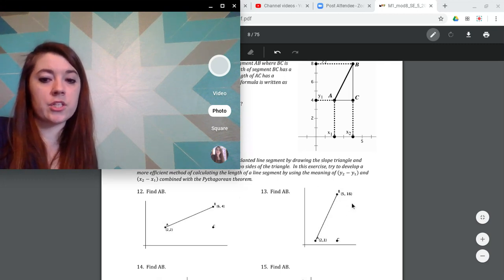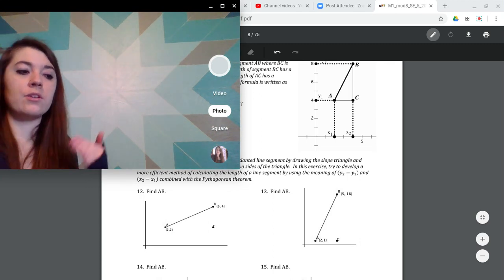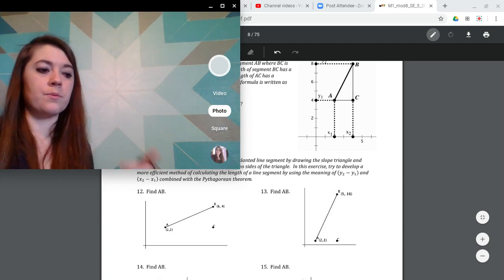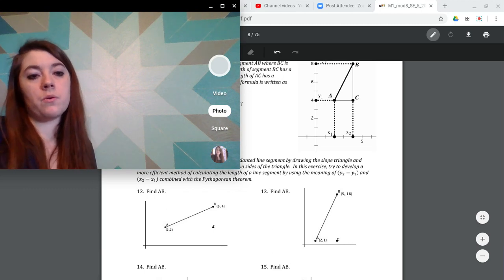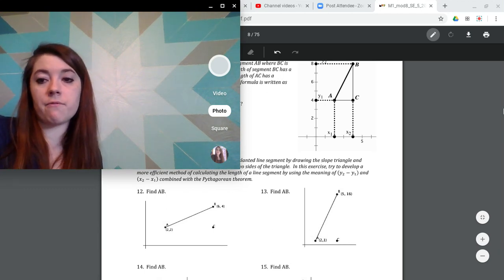13, same idea. You're still finding the distance there. Use that distance formula. So the square root of x2 minus x1 squared plus y2 minus y1 squared equals our distance. So use that for each of these.